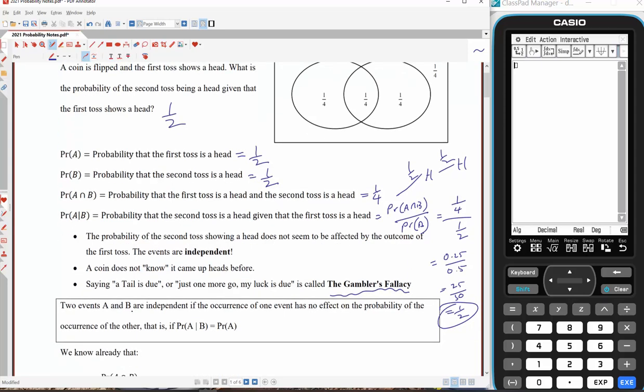So 2 events A and B are independent if the occurrence of one event has no effect on the probability of the other. That is, the probability of A given B has happened is just the probability of A, i.e., knowing that B happened has no effect on the outcome of A.